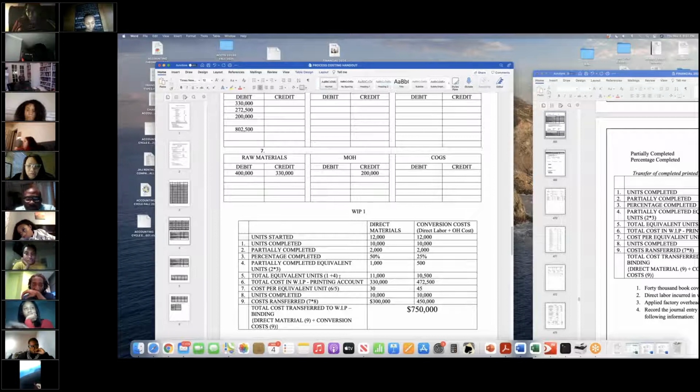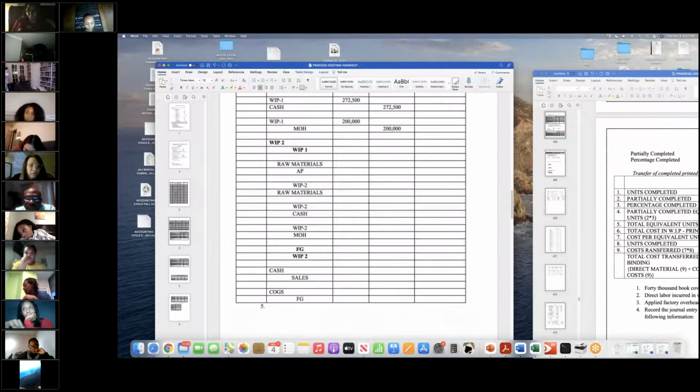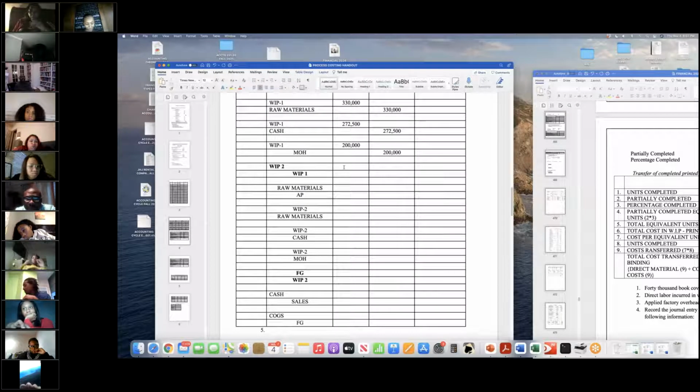So that's kind of the change that we're making, not a major change, but we're going with a probably more accurate way of doing the transfer. So instead of saying all of the conversion costs and the percentage of direct material, we're going to measure a little more precisely. So in this journal entry will be 750,000.